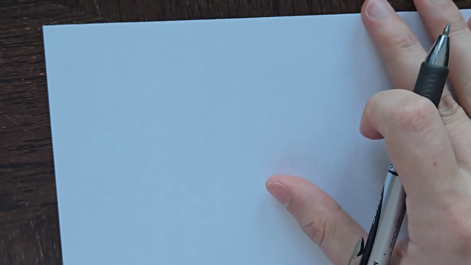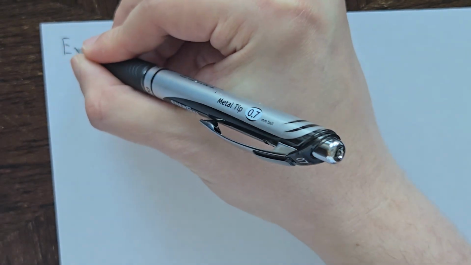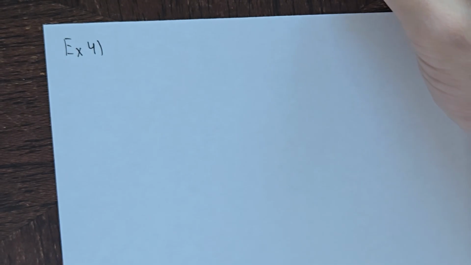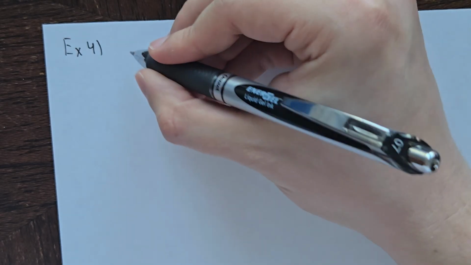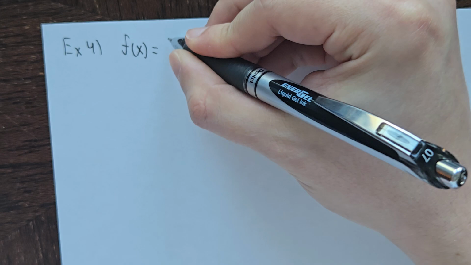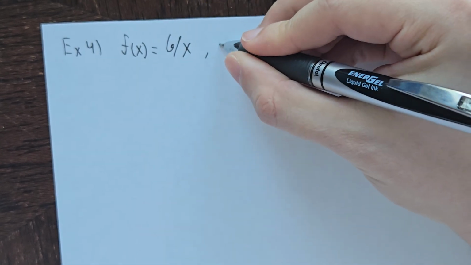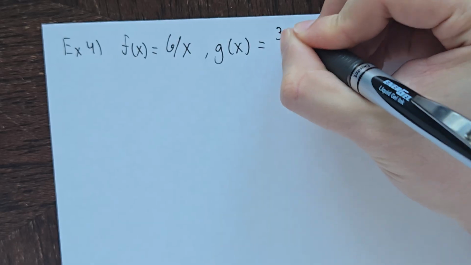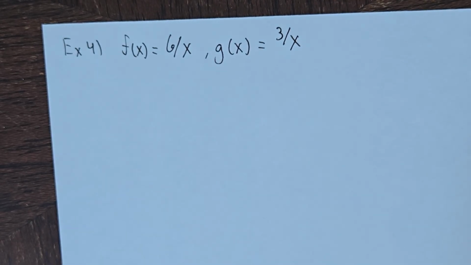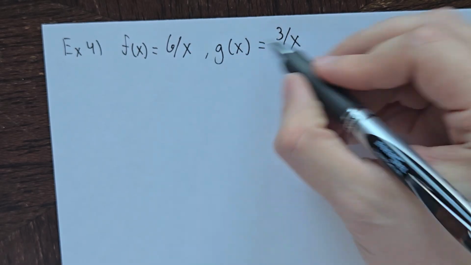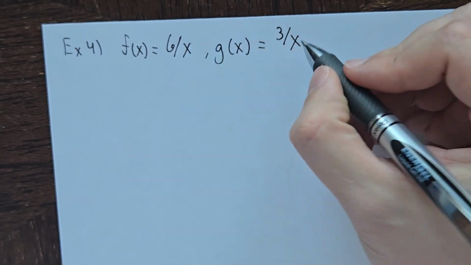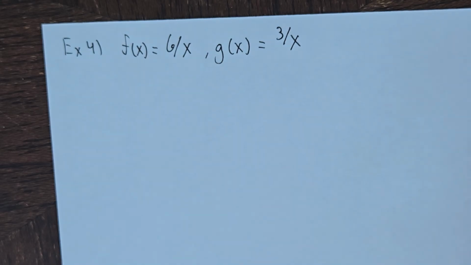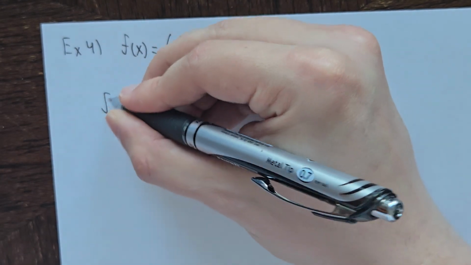Let's go ahead and do example 4, and look at some potential domain issues that might arise. Here we have f of x is equal to 6 over x, and we have g of x is equal to 3 over x. Notice here that we immediately have some potential domain issues because we're doing division by 0. We need to avoid x equal to 0 in both of these cases because it's going to lead to a problem for us. So let's go ahead and see how that's going to look with some of this domain issue stuff.